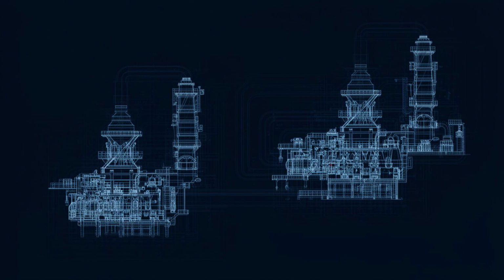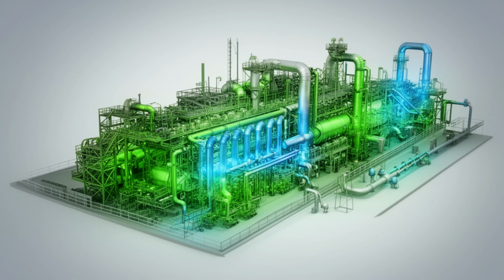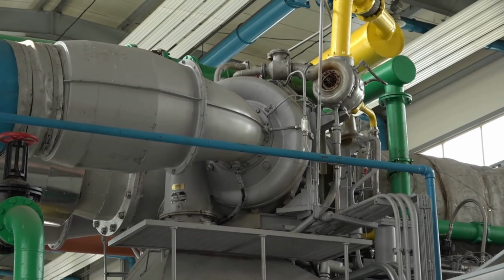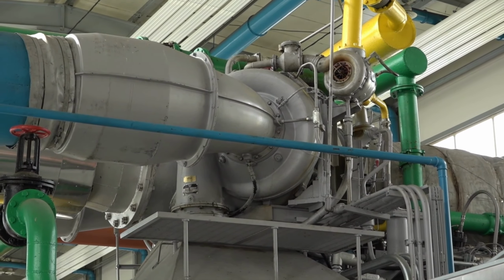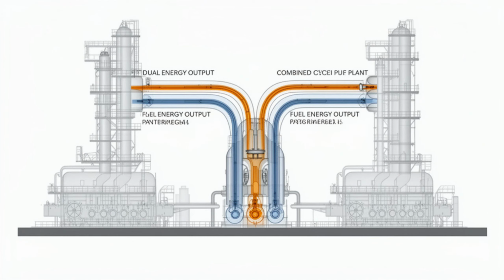However, many modern power plants use a combined cycle configuration to improve efficiency. In this setup, exhaust heat from the gas turbine is captured in a heat recovery steam generator. The waste heat produces steam, which drives a steam turbine connected to a second generator. This allows the plant to extract additional energy from the same fuel, dramatically increasing overall efficiency without burning more fuel.